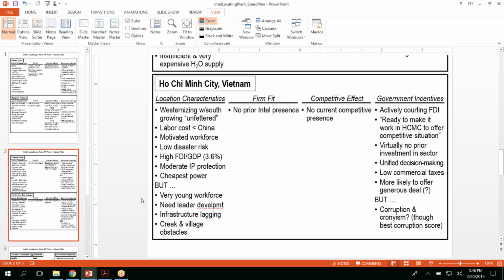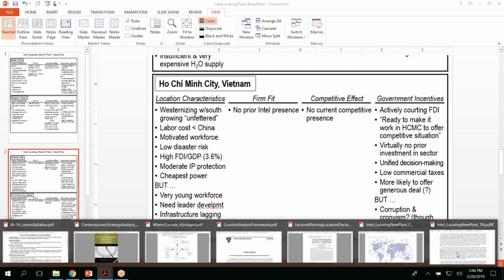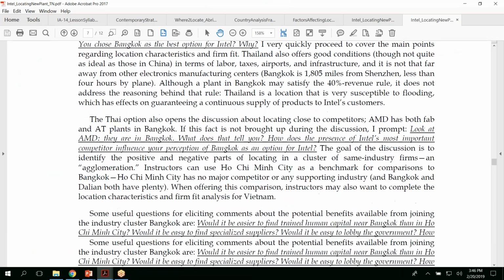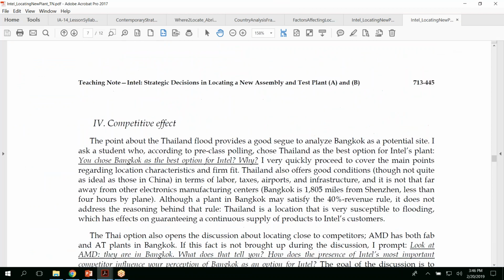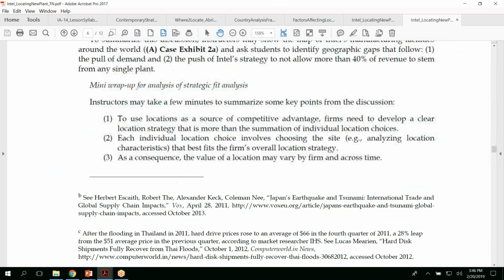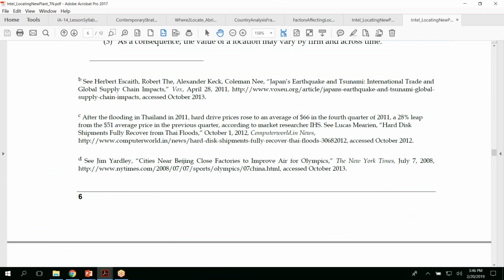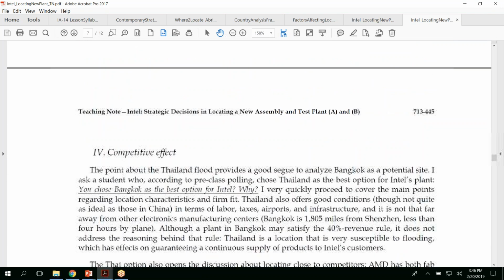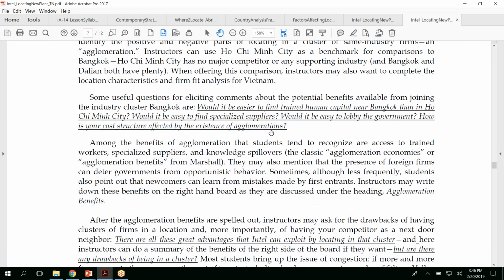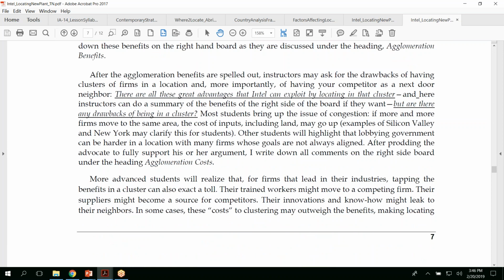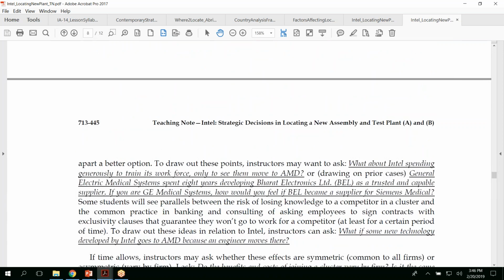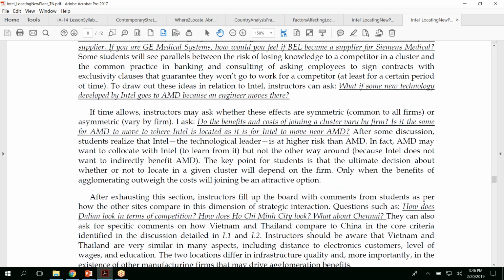Then, going back to the teaching plan, he talks about this idea of the competitive effect. He talked about the firm effect, the location characteristics, the firm fit, the competitive effect, right? Again, there are some good questions there that help you get deeper into those issues about the competitive effect and the benefits of clustering versus not clustering, right?